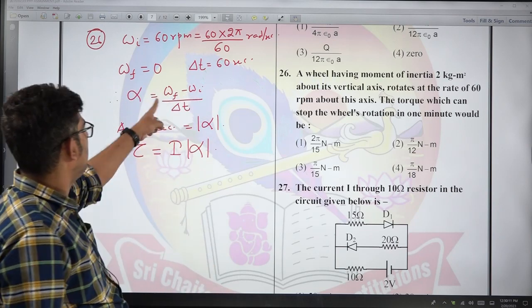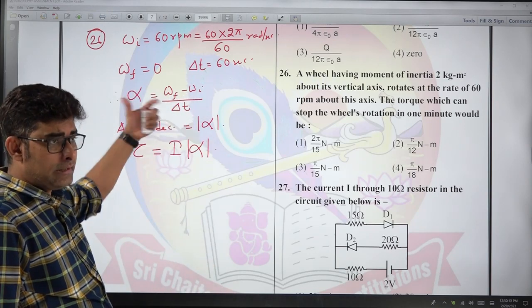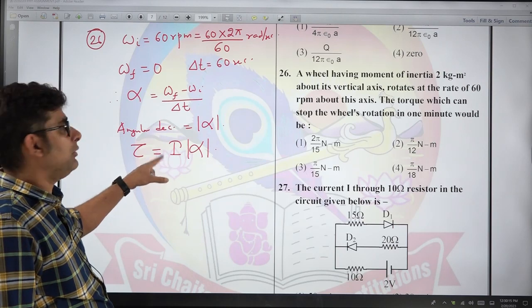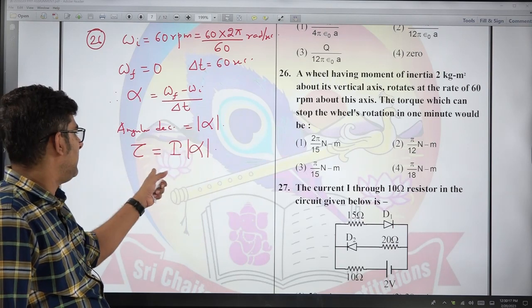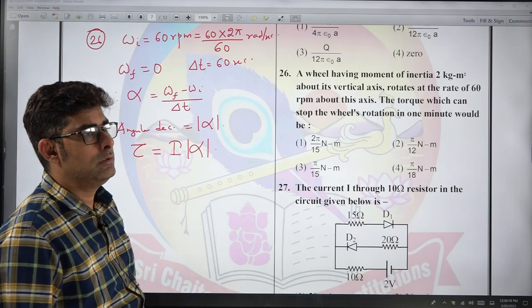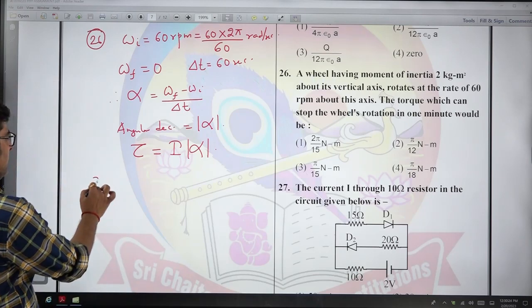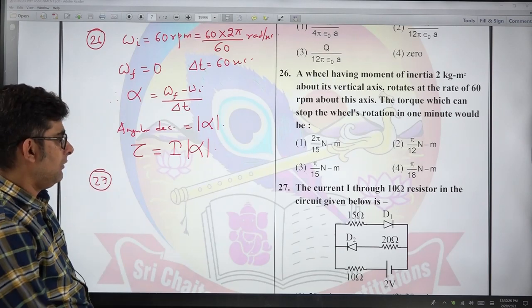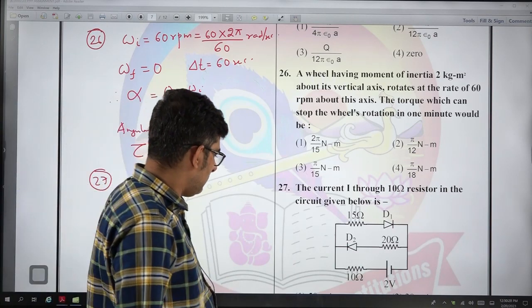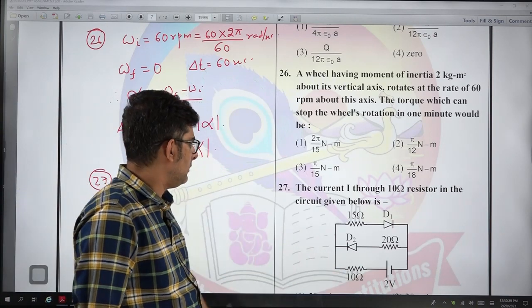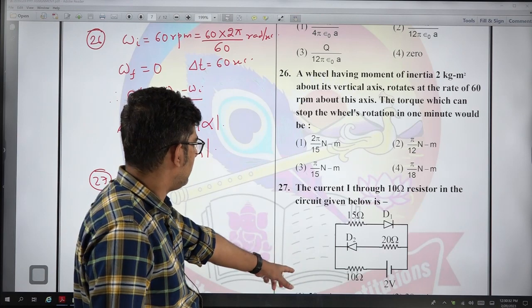So here alpha will come out to be negative. The negative sign shows that it is decelerating. So the magnitude of angular deceleration will be mod alpha multiplied by moment of inertia. You get the torque. Right. Now 27th also we can quickly discuss here without knowing the answer, which is given below. Let's keep that as a suspense for some time.